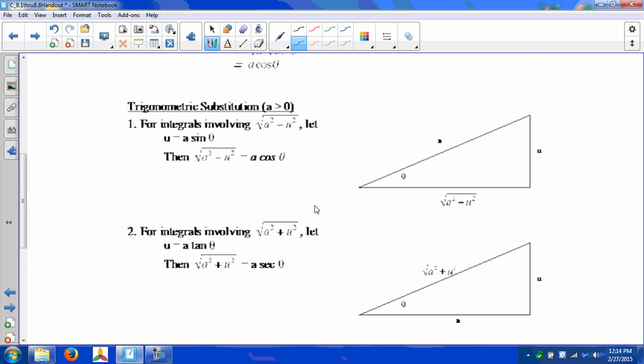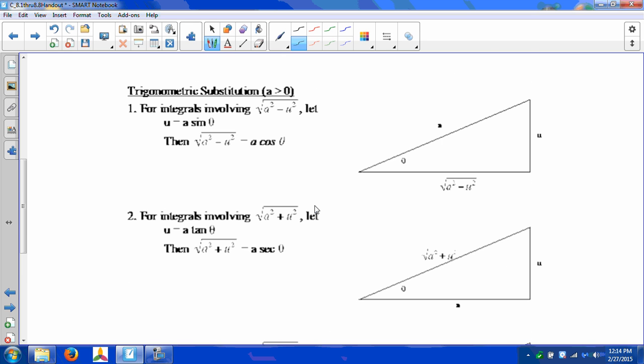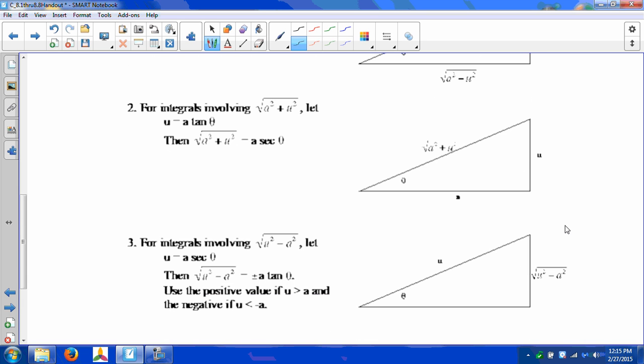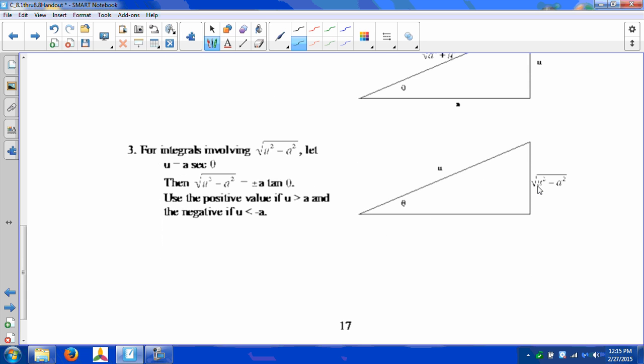Okay, so here are the different ideas of it. If you have A minus the variable, then your hypotenuse obviously has to be A, because that's C squared minus B squared, and you let the adjacent leg be the radical. If you have the pluses, then your hypotenuse has to be that, and you let the opposite leg be the x value or the variable. And if you have subtraction but you have your variable first, then obviously your variable has to be the hypotenuse, and you let the radical be the opposite side.